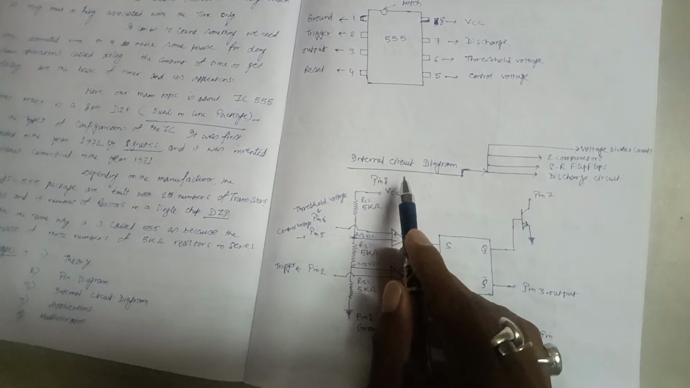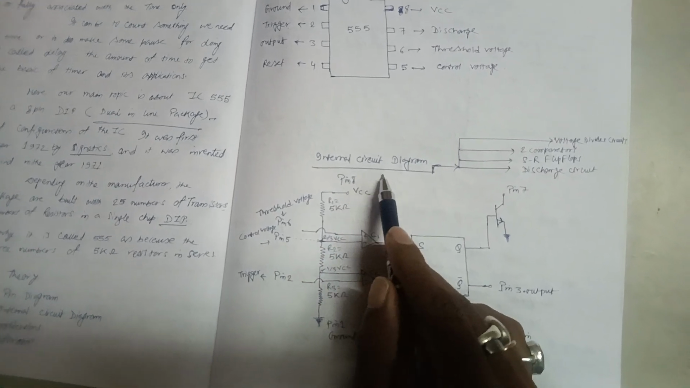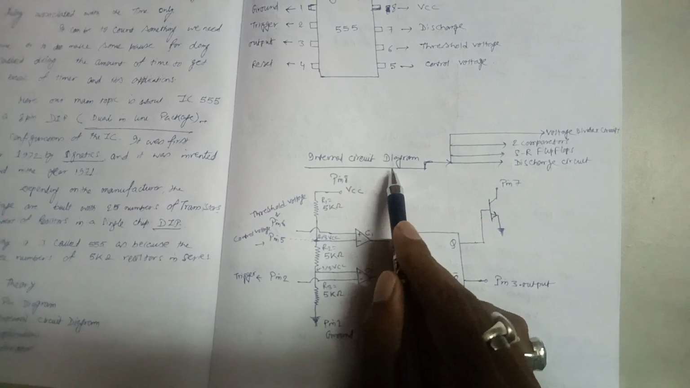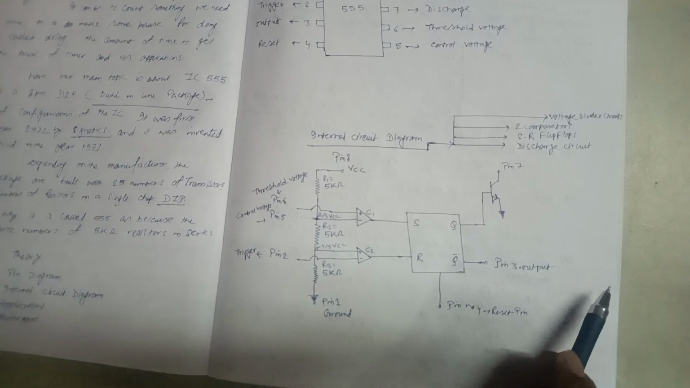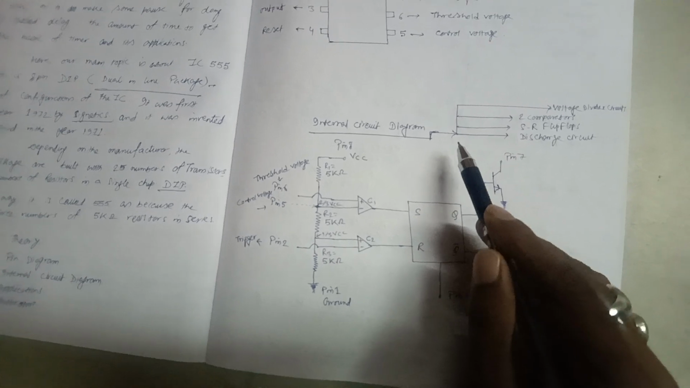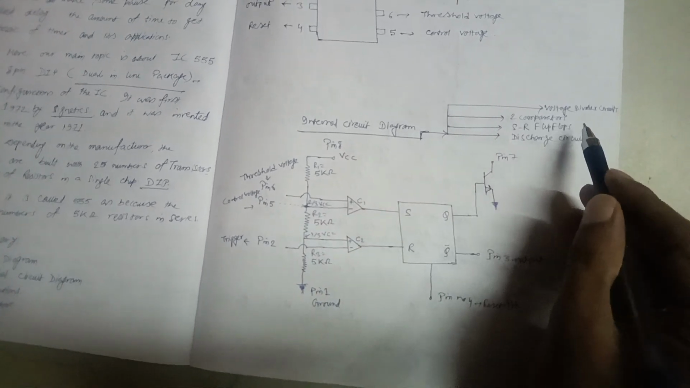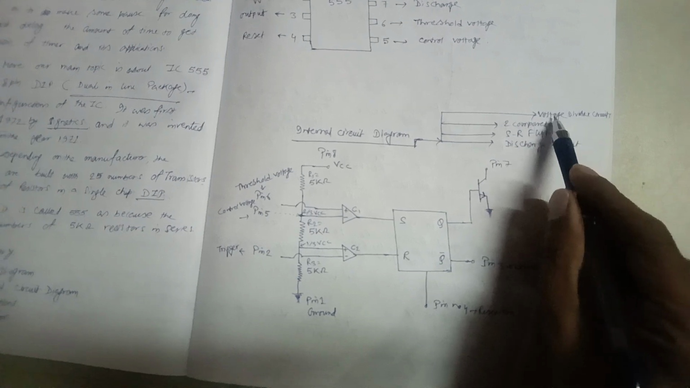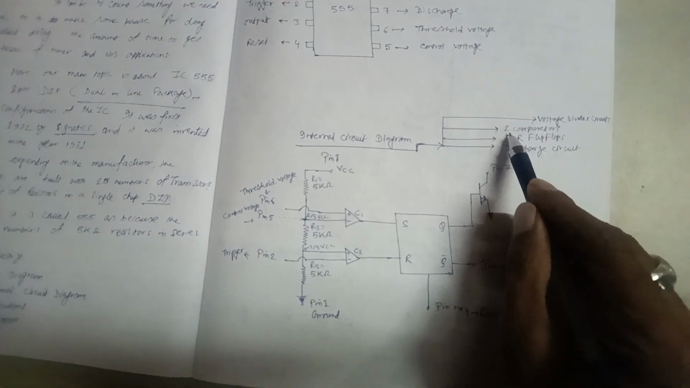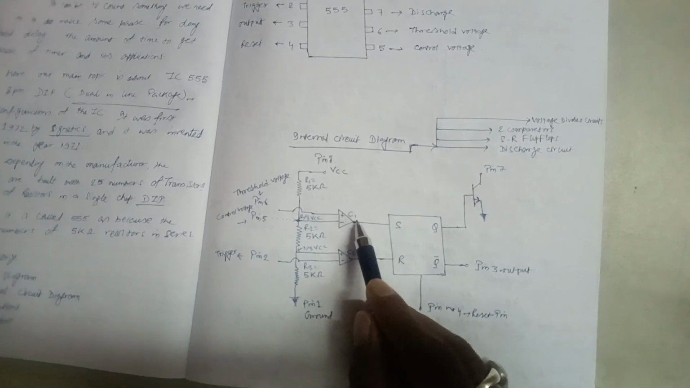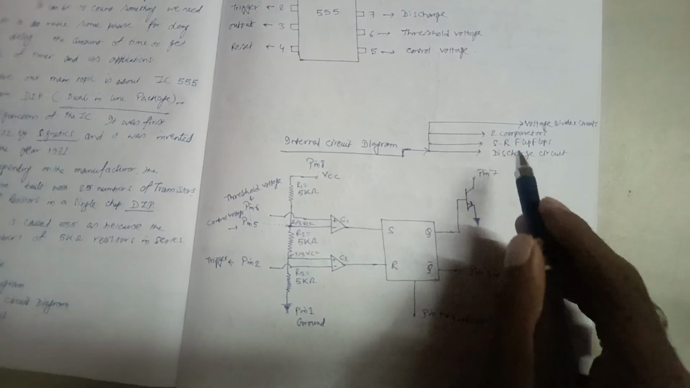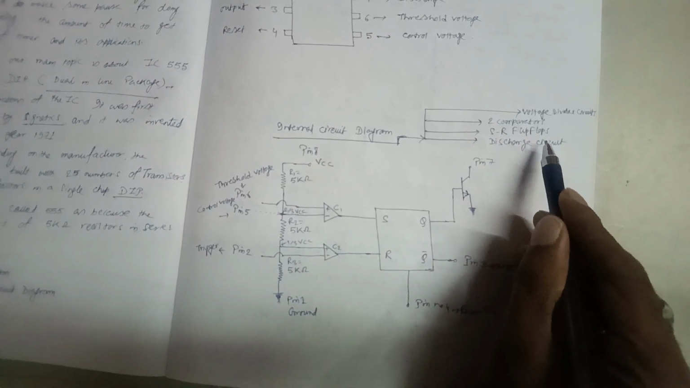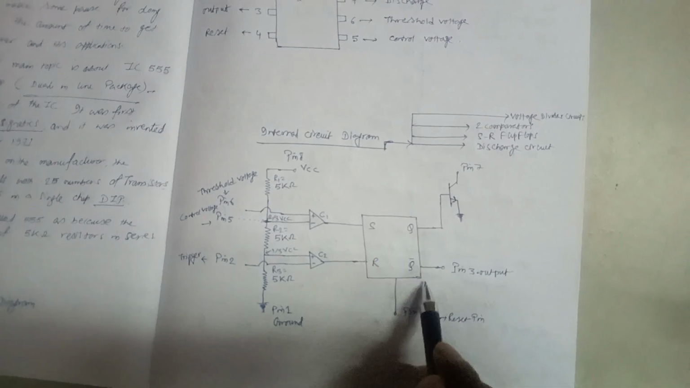Now coming to the internal circuit diagram. This is our internal circuit diagram structure. You can see a very different kind of circuit diagram, but basically these are the components. This total internal circuit comprises 4 different circuits. The first one is the voltage divider circuit, and number 2 is 2 comparators, C1 and C2. I am going to discuss them again. Then the SR flip-flop, and this is our SR flip-flop block.